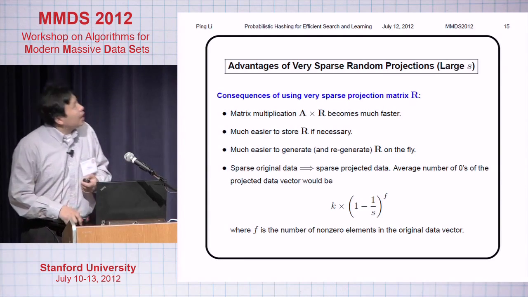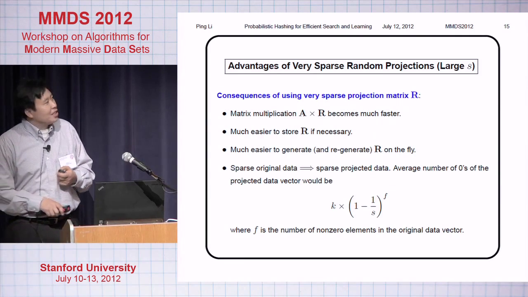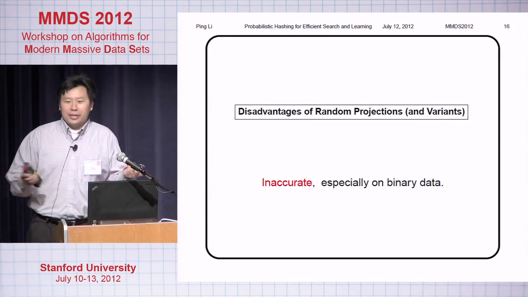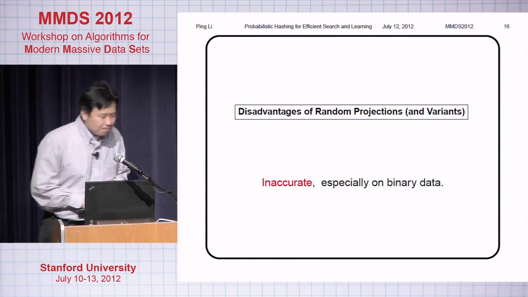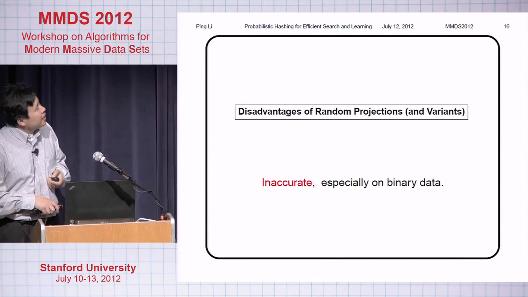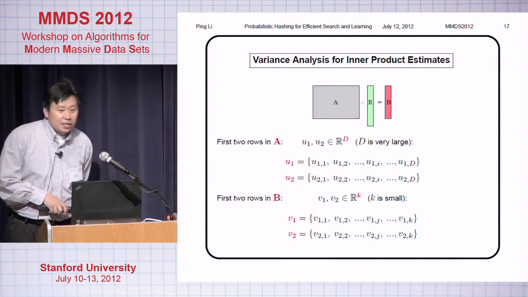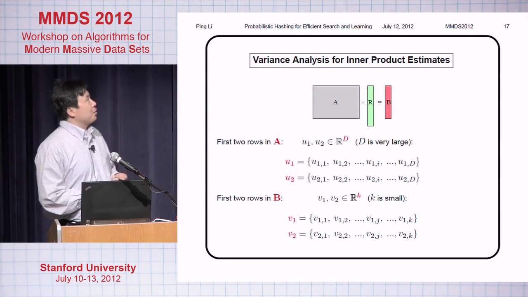So what's not nice about random projection? There's only one disadvantage, only one. The only disadvantage is that it's not accurate for binary data. And we can see why it's not accurate. So let's do some analysis to see why random projection is not accurate.